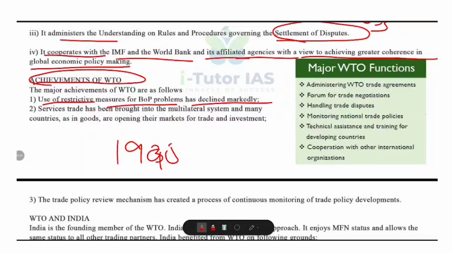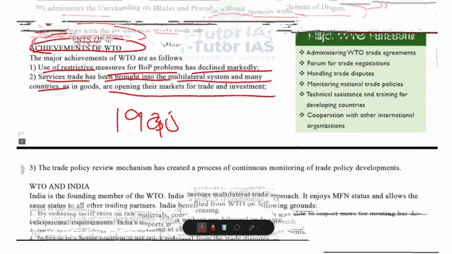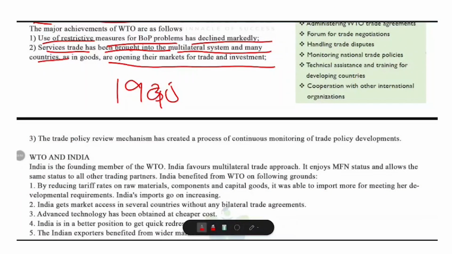And the second achievement is that services trade has been brought into the multilateral system and many countries, as in goods, are opening their market for trade and investment. That means for the first time, trade in services like banking, insurance, telecom, education, and transport was brought under the global trading system through the GATS. GATS means General Agreement on Trade in Services. This has encouraged countries to open their markets for both trade and investment in services. And what is the impact for India there? India has greatly benefited due to its strong IT and service sector exports.